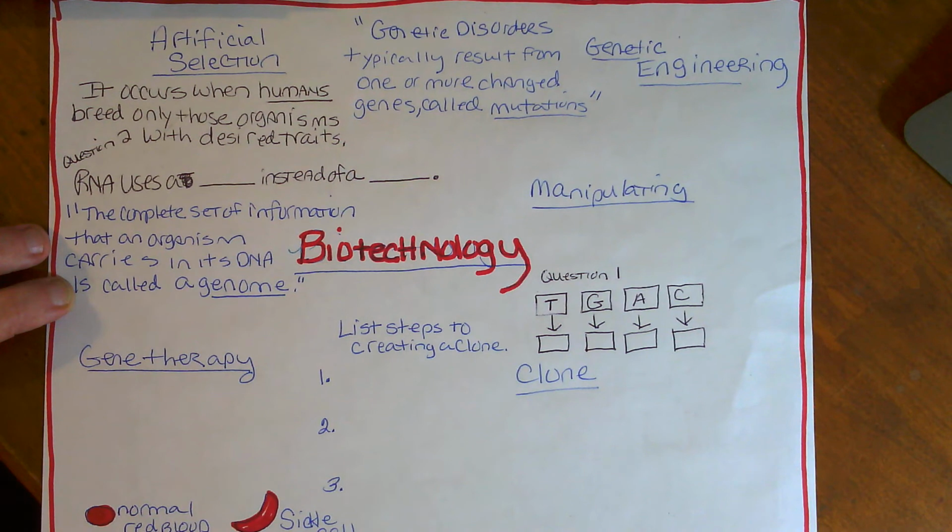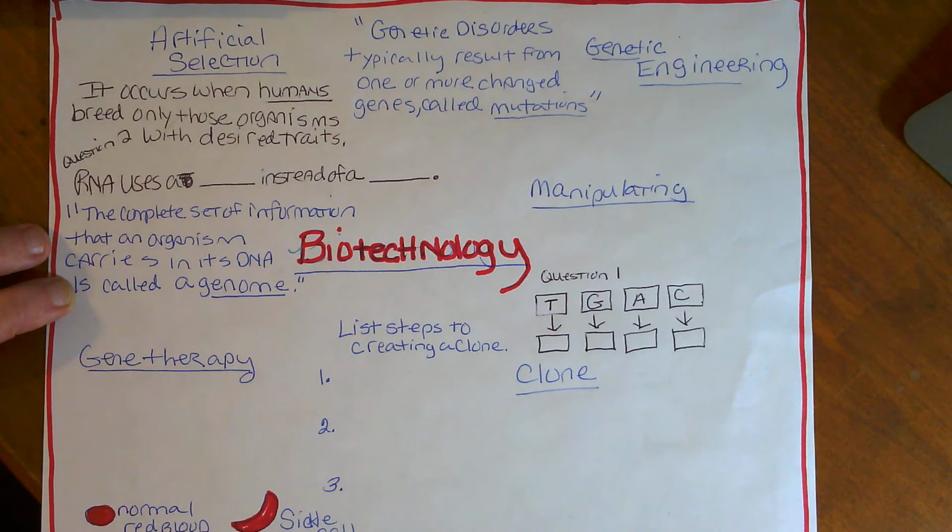When you're going to look at artificial selection, you should never see the mention of DNA. You should never see the mention of manipulating the genome. I don't have the ability to do that. You don't have the ability to do that, so you should not see those kind of things in the question. You're always going to see a farmer mentioned or a breeder. They're not going to mention types of scientists or doctors or anything like that. So artificial selection. It occurs when humans breed only those organisms with desired traits. Perfect.